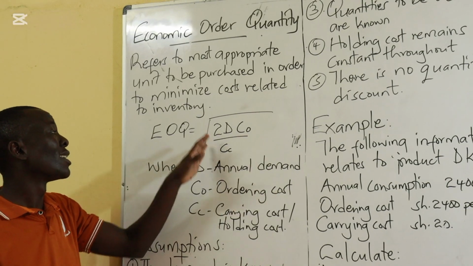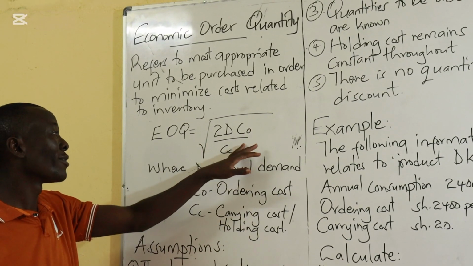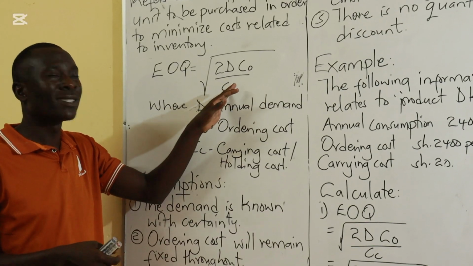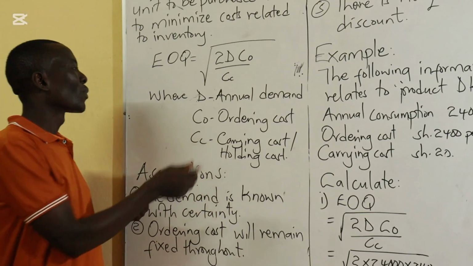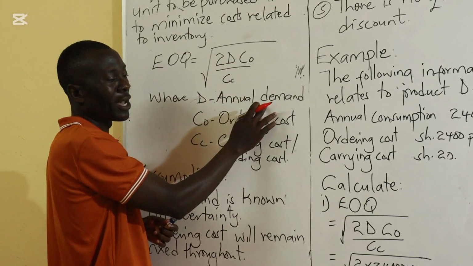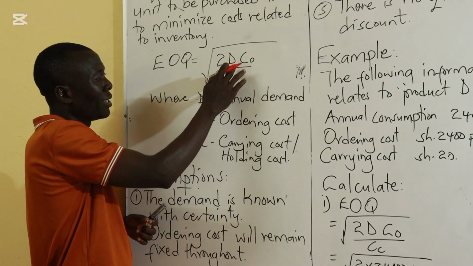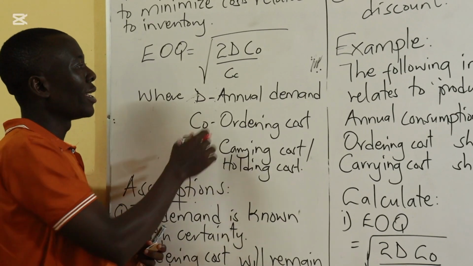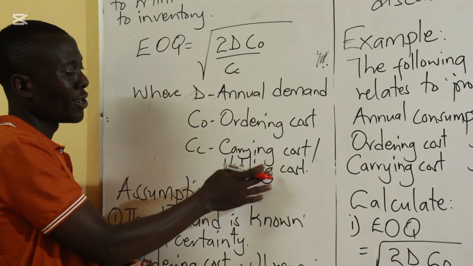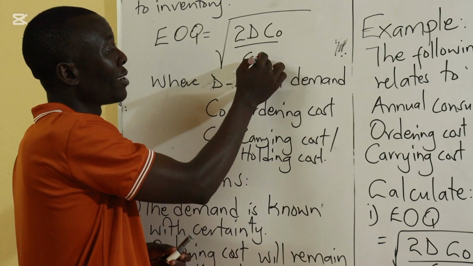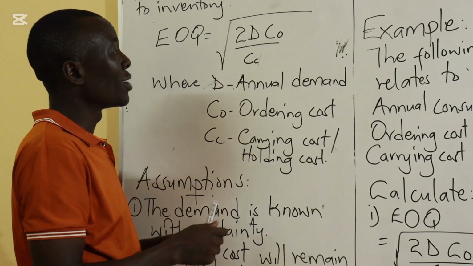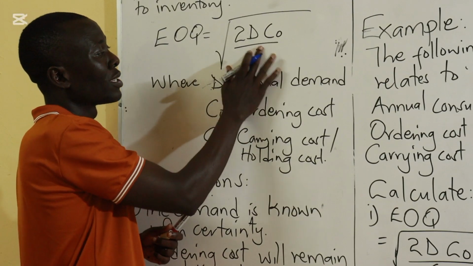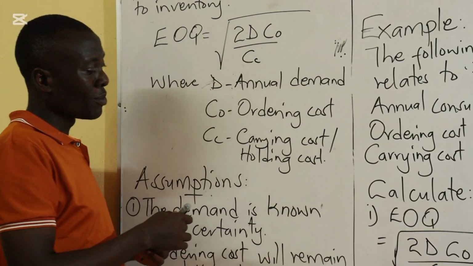The formula is a root of, and therefore the final answer here we have to find the square root, 2DCO divided by CC, where D is the annual demand. Remember, it is annual demand. CO is the ordering cost per year. And then CC is the carrying cost. Sometimes it's also known as holding cost, and therefore in our formula, sometimes we can use CC or we can use H for holding cost. They mean the same thing, and therefore carrying cost is the same as holding cost.